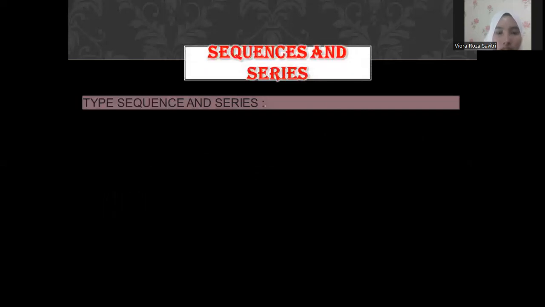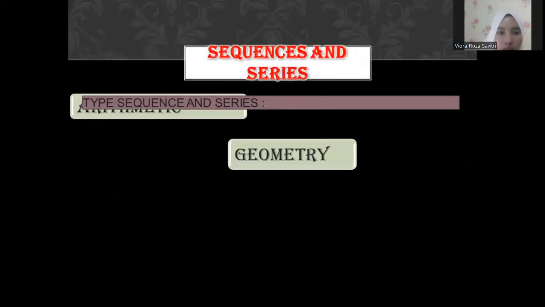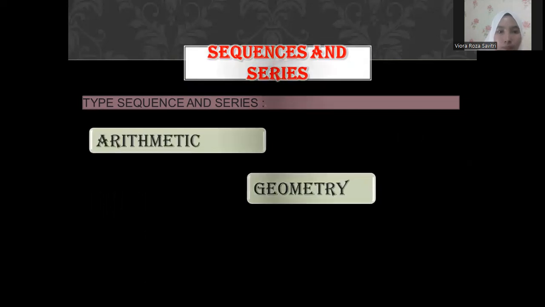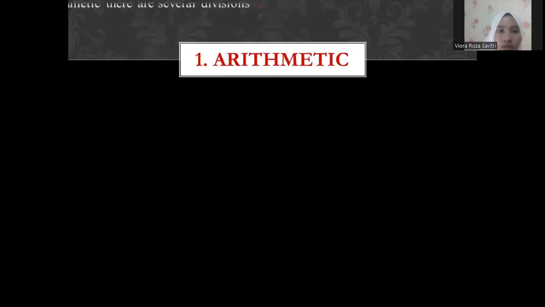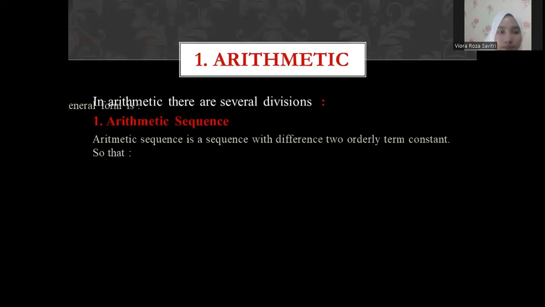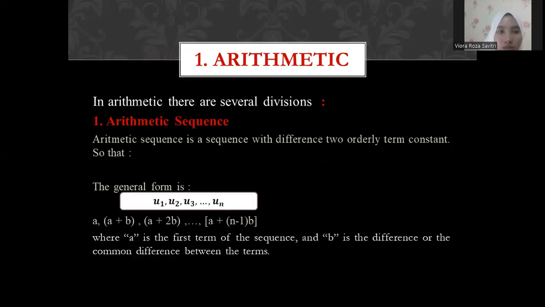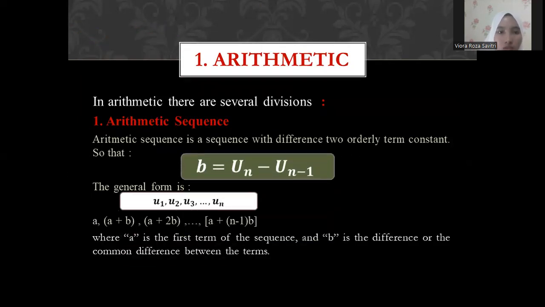Types of sequence and series: number 1, arithmetic, and number 2, geometric. Number 1, arithmetic. In arithmetic, there are several divisions. 1. Arithmetic sequence.